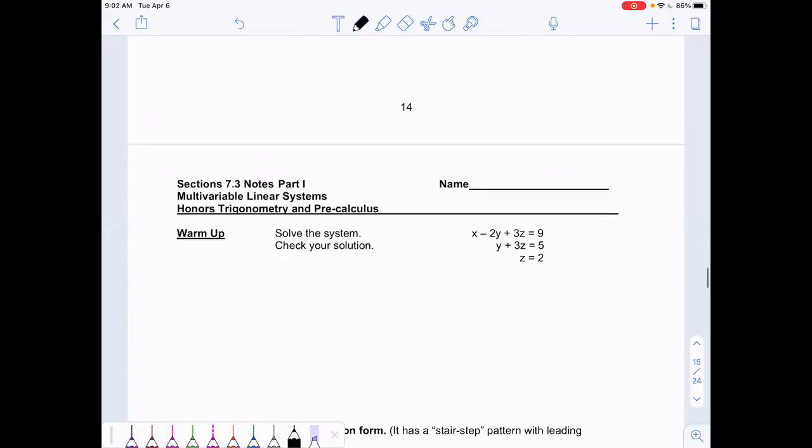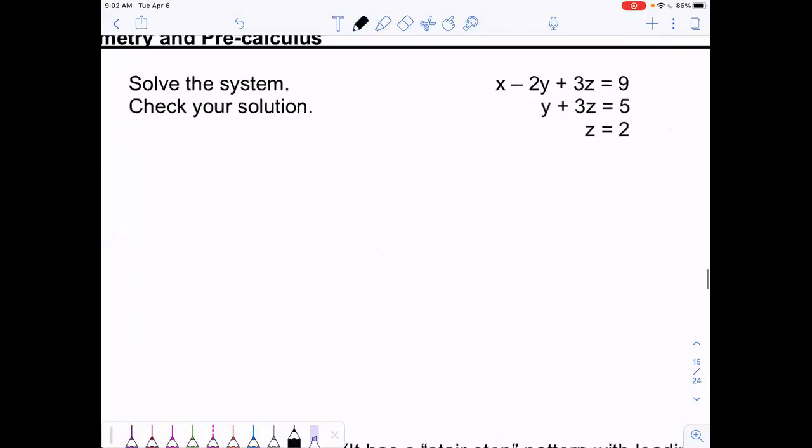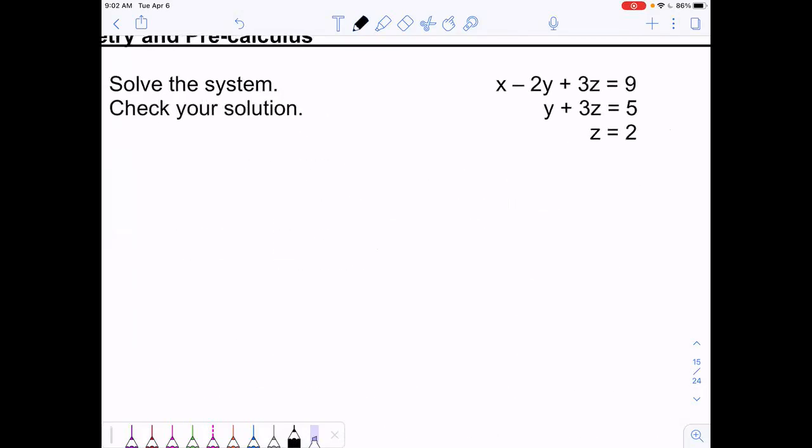So little warm-up problem here. It says solve the system, check your solution. Notice that we have 3 equations, not systems. The first equation has 3 variables, the second has 2, and the last one just has z. See if you can solve the system. So if there's an x, y, and z, you need an x, y, and z. It's called an ordered triple instead of an ordered pair. Think about how you would solve this system.